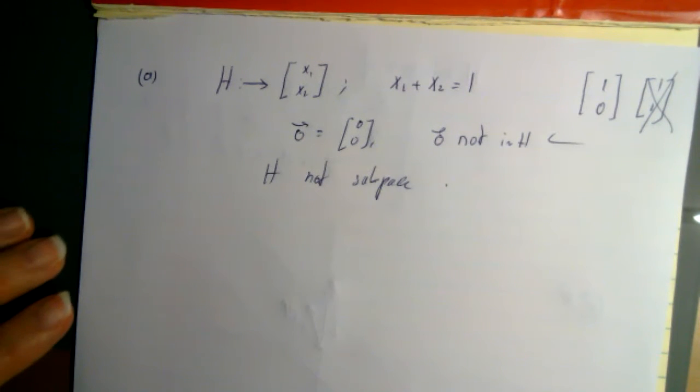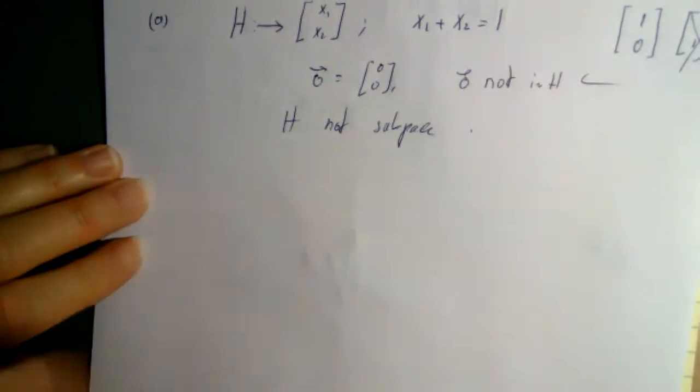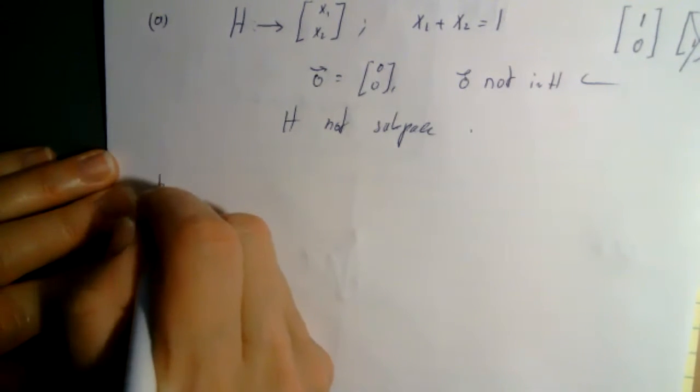Okay. Now we're going to look at B. I have here, what's going on here? Yeah, thank you. Very good. Nothing worked. 0 is not in it. I am done. I move on.